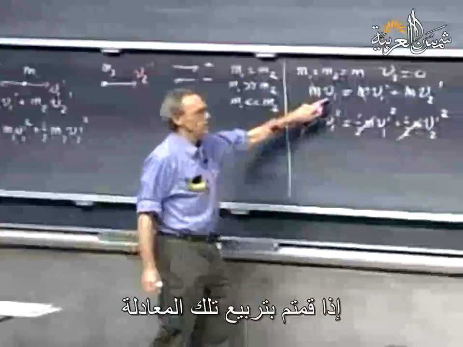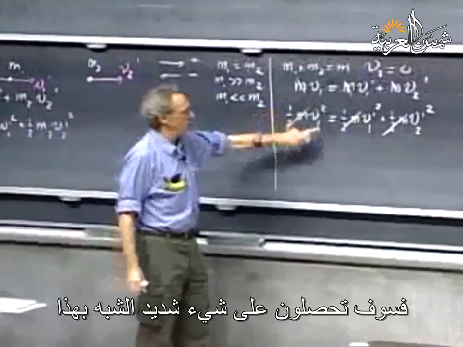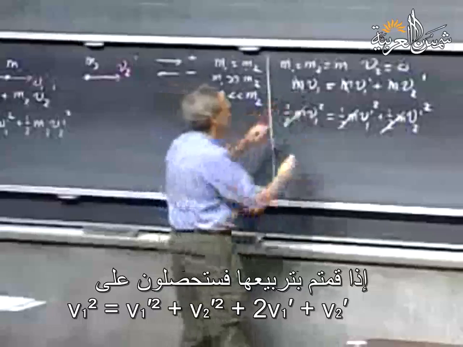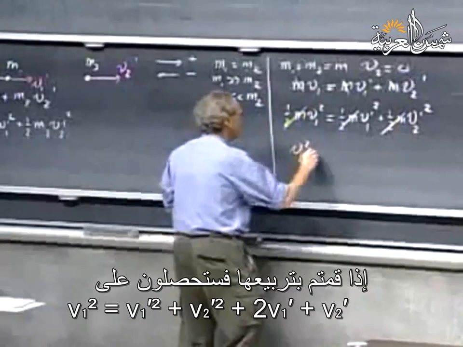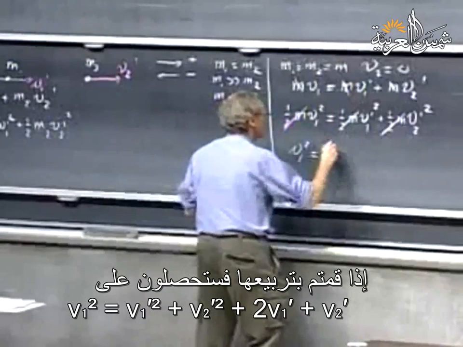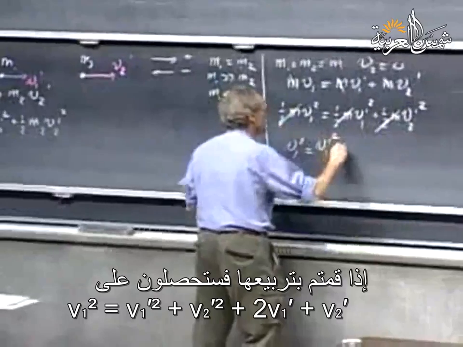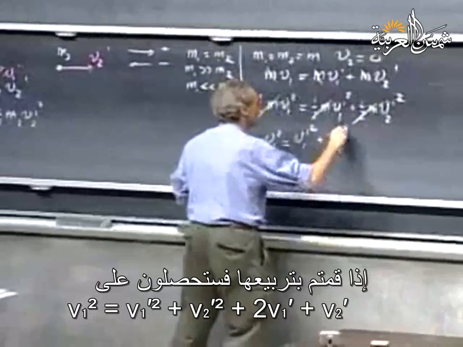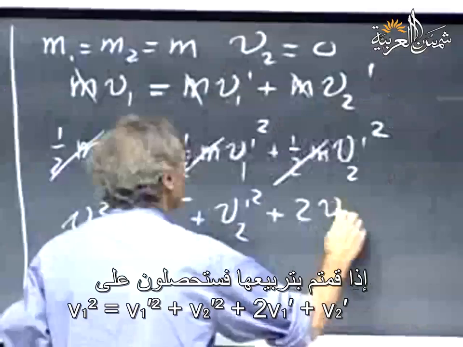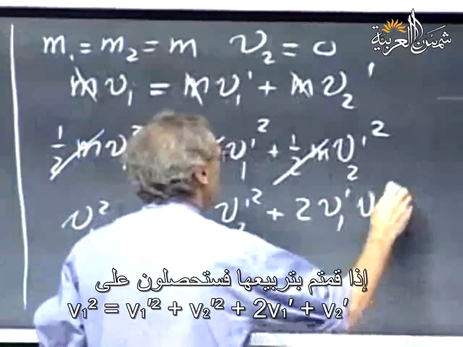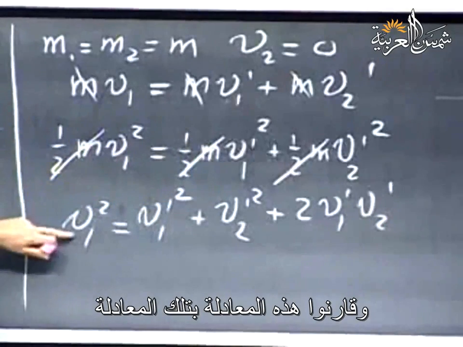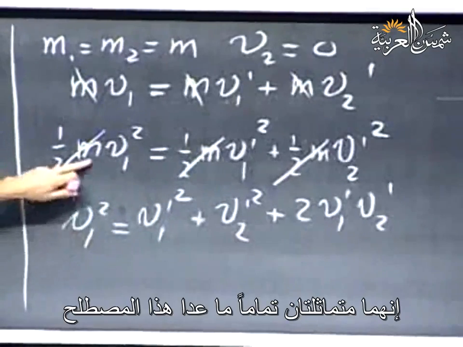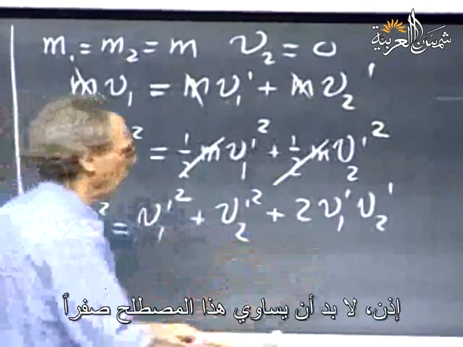If you square this equation, you get something that looks very similar to this. If you square it, you get V1 squared equals V1 prime squared plus V2 prime squared plus 2 V1 prime V2 prime. And compare this equation with this equation. They're almost identical except for this term. So this term must be 0.